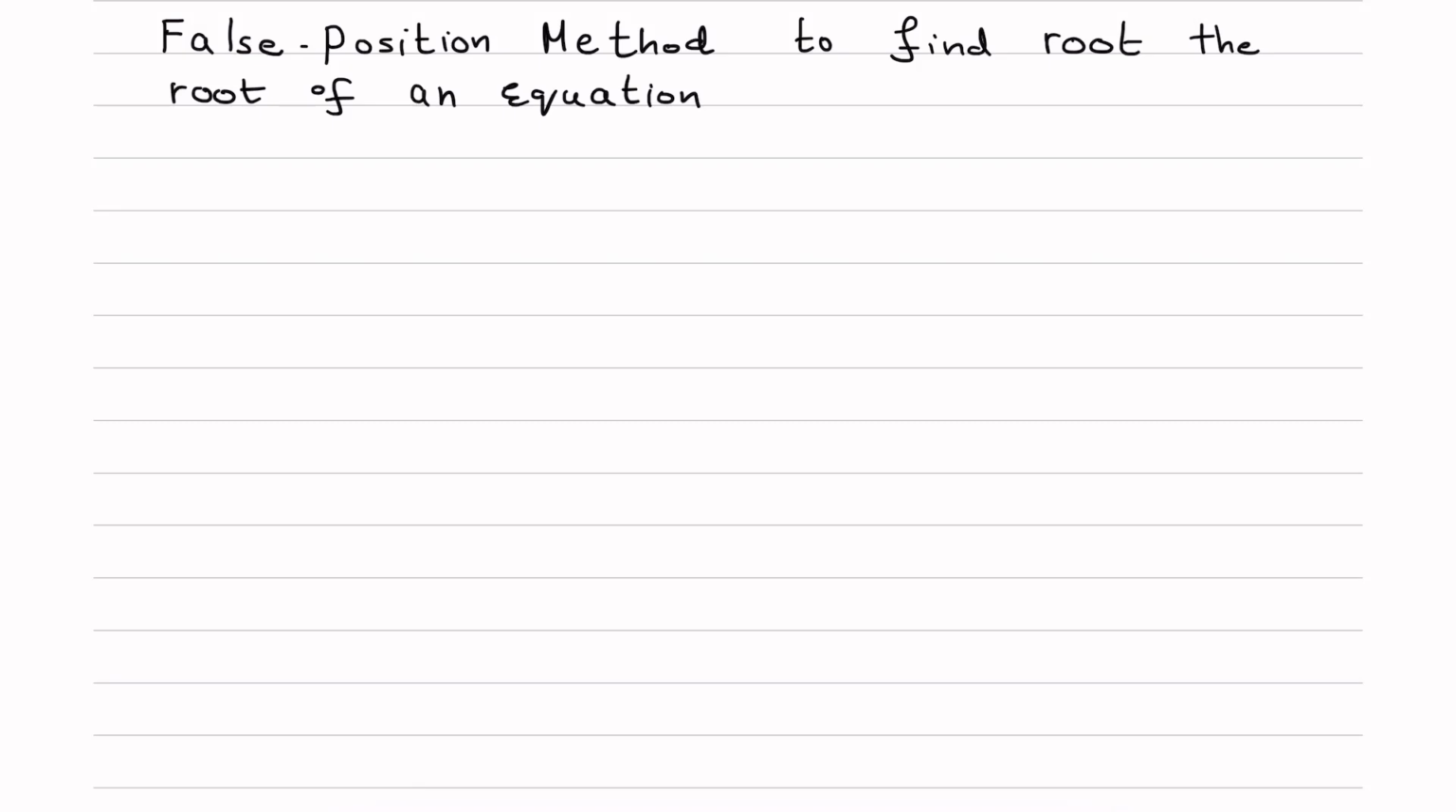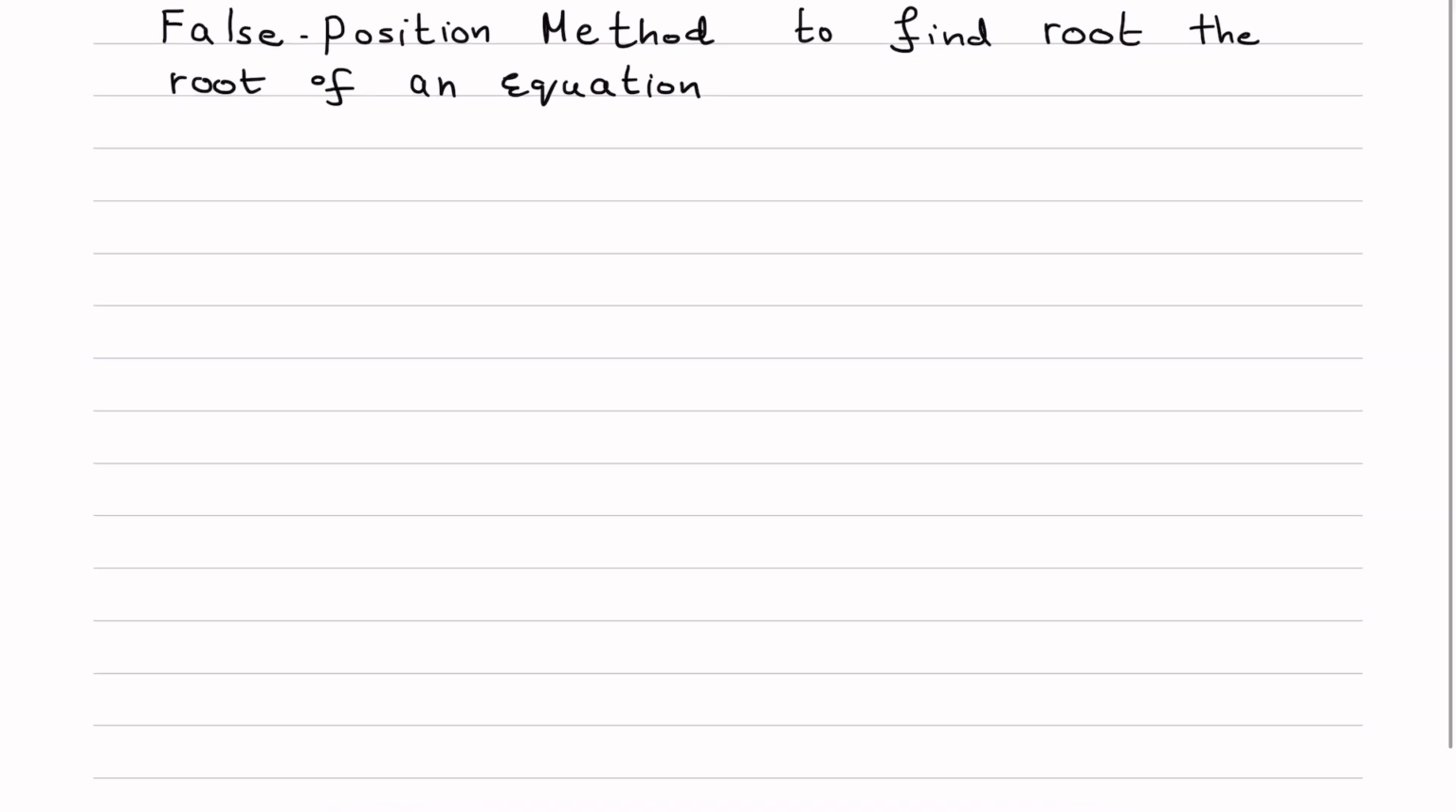So in the previous video, we saw how to approach towards the root of an equation geometrically by using false position method. This method is also called Regula-Falsi method. Now we are going to have a look at how to derive the formula for false position method. So we have an equation f of x equal to 0 and we have to find its root.